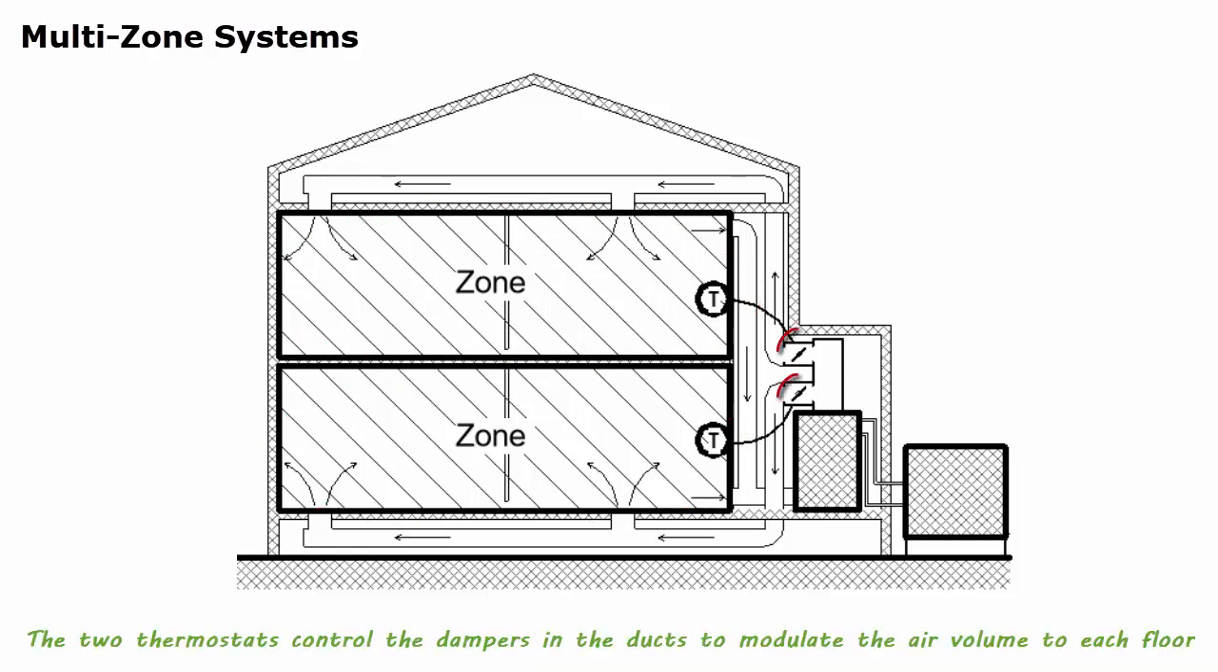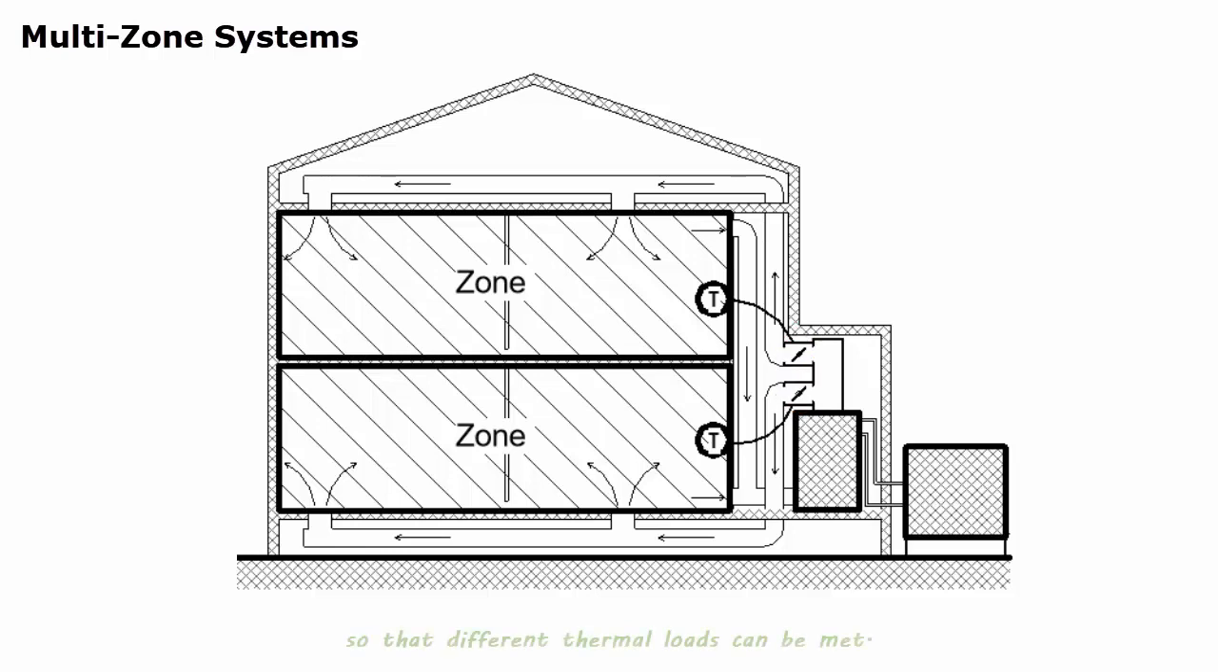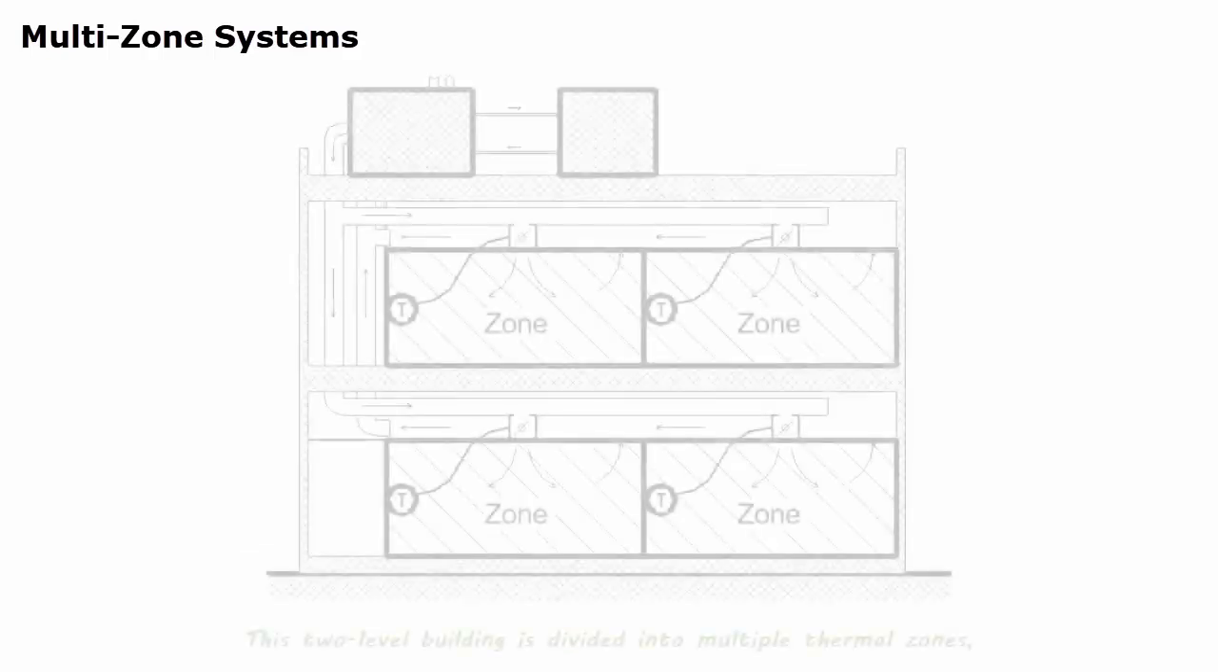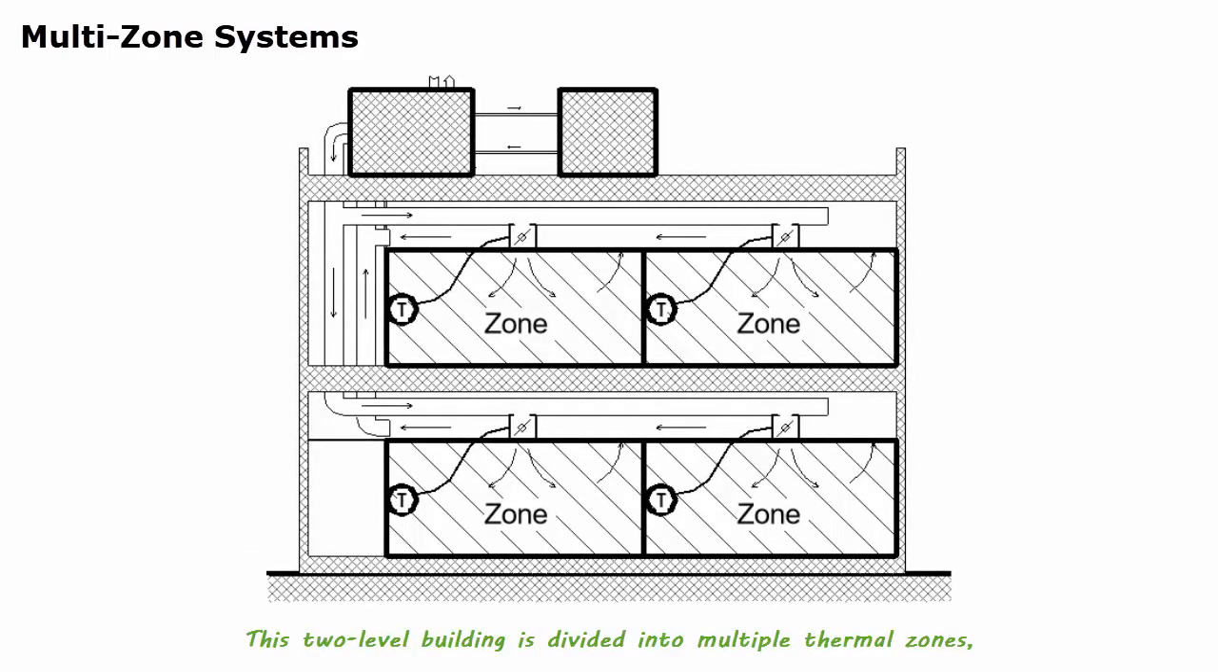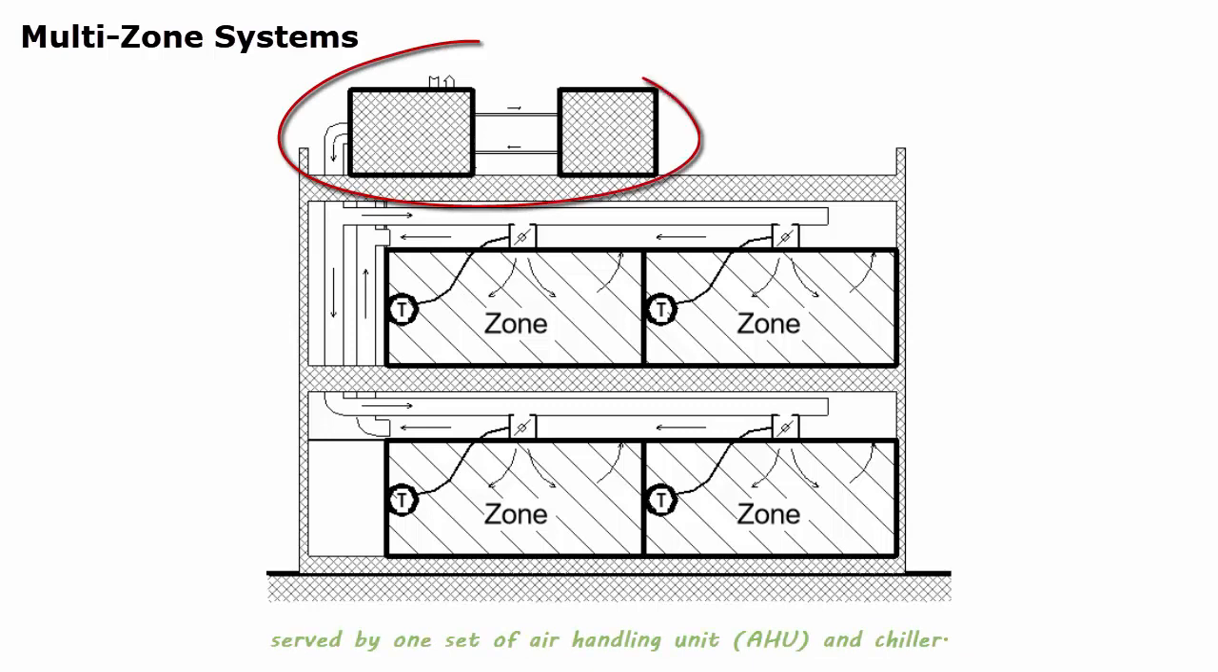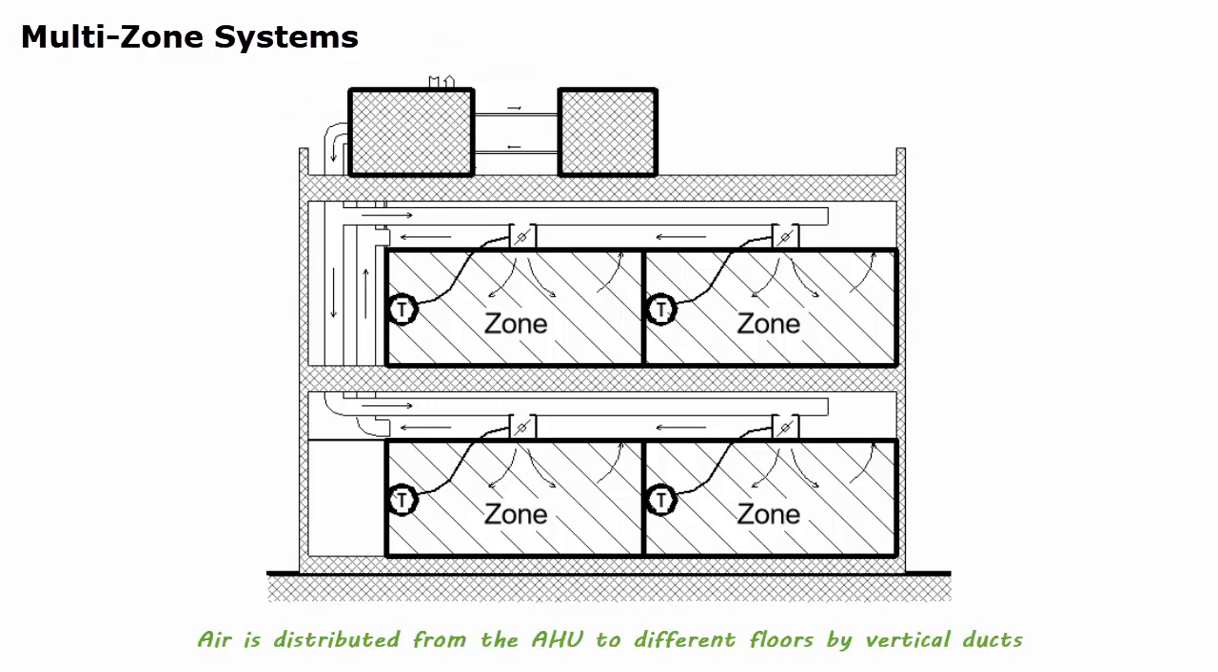The two thermostats control the dampers in the ducts to modulate the air volume to each floor so that different thermal loads can be met. This two-level building is divided into multiple thermal zones served by one set of air handling unit and chiller. Air is distributed from the air handling unit to different floors by vertical ducts and to different areas on a floor by horizontal ducts. Controlled by the thermostat in each zone, a damper box modulates the amount of air being sent to a zone to meet the thermal needs in the space.